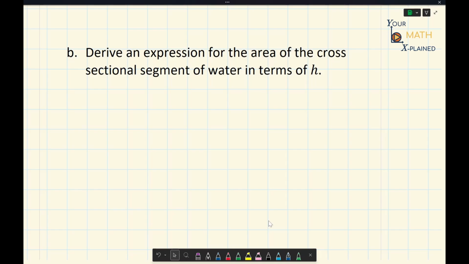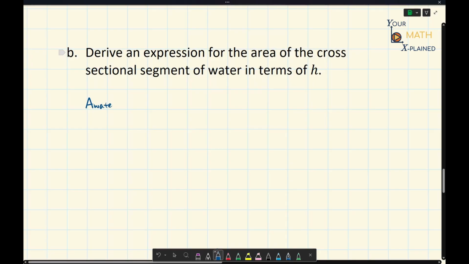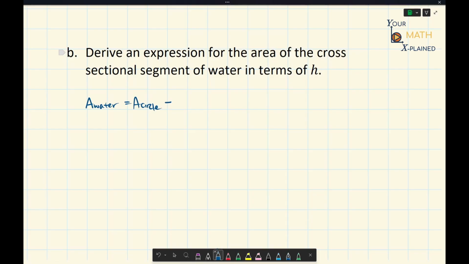Next, we want to derive an expression for the area of the cross-sectional segment of the water in terms of h. So first, we know that the area of the water is going to be the area of the entire circle minus the area of the segment that's above the water. Now the area of a circle is just pi r squared, and since our r is equal to 5, the area of the circle is just 25 pi. So what we want to do next is find the area of the segment.